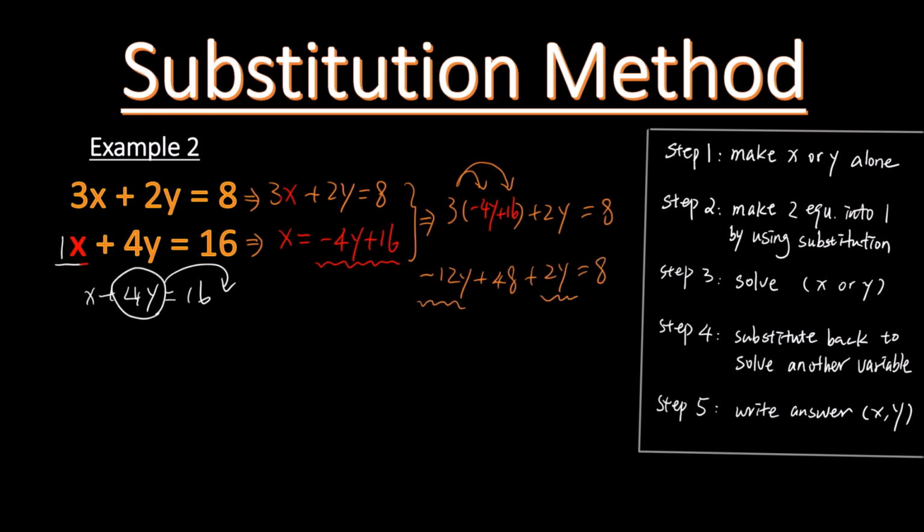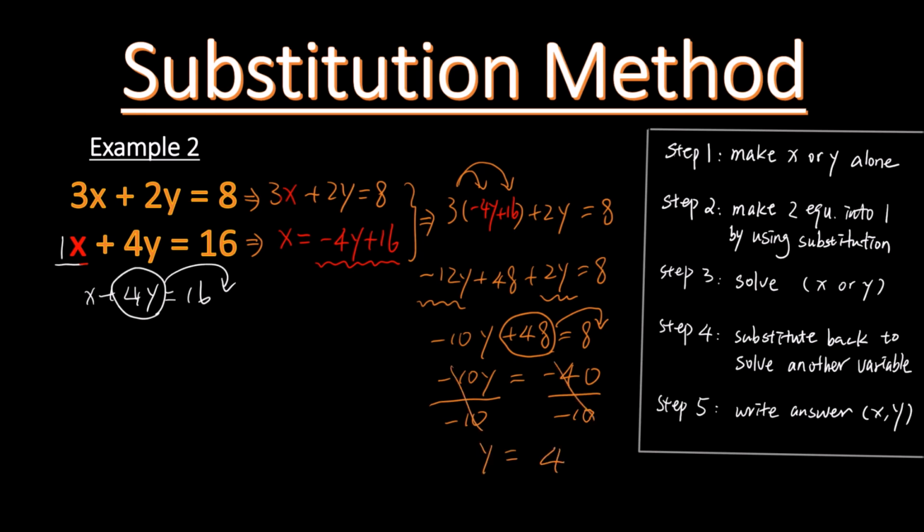And then combine the left terms. We have -10y plus 48 equals 8. And transpose the 48 to the right. We have -10y equals -40. And then divide by -10 on both sides of the equation, and we end up with y equals 4.